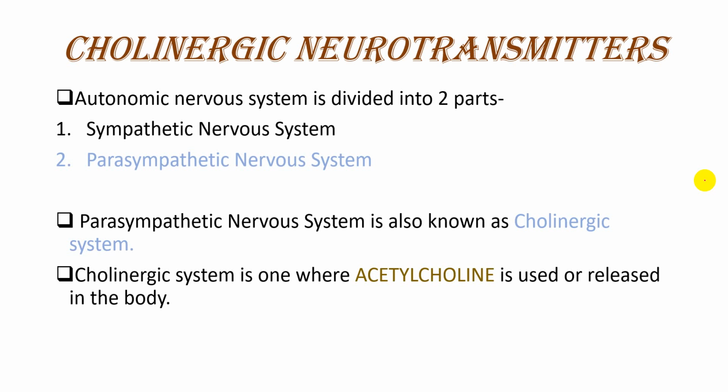Alright, so what are cholinergic agents? First thing that you need to recall is that the autonomic nervous system is divided into two parts, that is the sympathetic nervous system and the parasympathetic nervous system. Sympathetic nervous system, if you remember well, if you have studied the previous presentations that I gave you, is basically the adrenergic system, right? And when we are talking about the parasympathetic nervous system, that means we are talking about the cholinergic system. Okay, so the parasympathetic nervous system is also known as the cholinergic system.